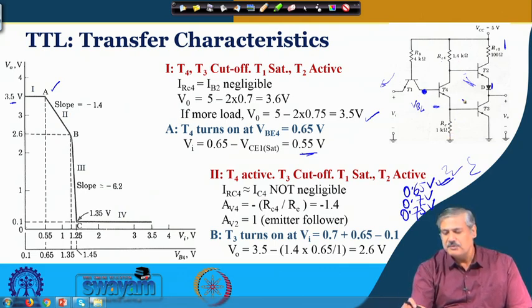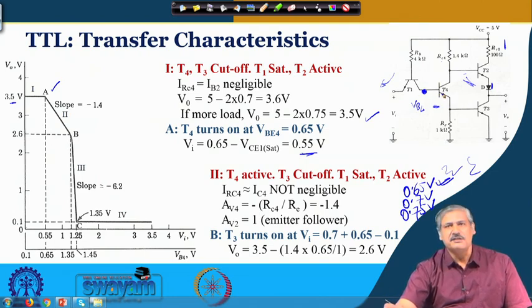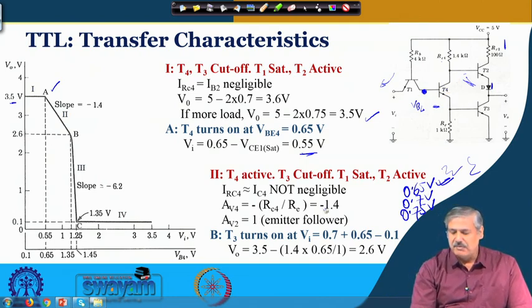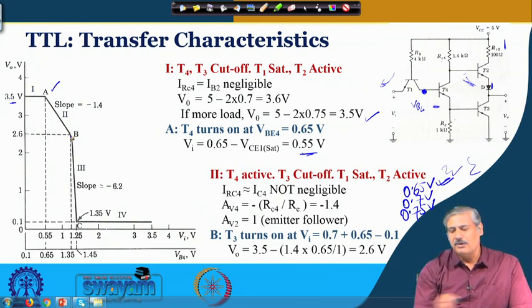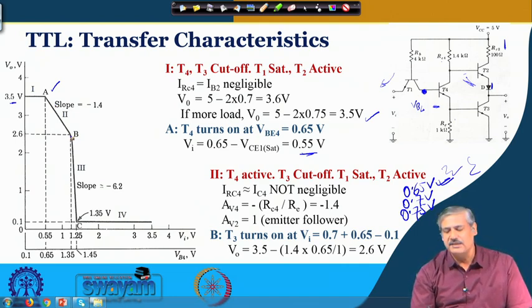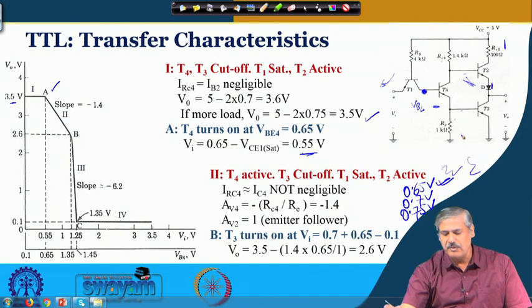So, as we keep incrementally increasing it, this particular transistor will offer a gain of minus 1.4, which you see in the slope by which it is reducing. How long will it reduce? Like this till this starts operating. When will it start operating? When this voltage is 0.65 volt, plus minus.